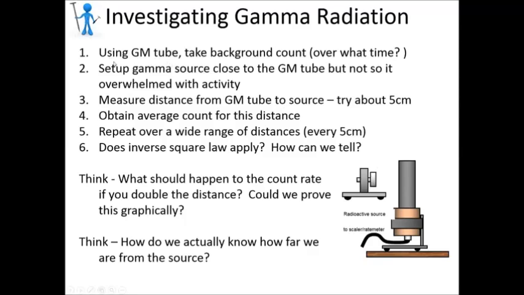So, basic instructions: use the GM tube, take a background count over a particular time. If you had lots of time, you could do this over 10 minutes, 20 minutes. The data I've got I think is based over a minute. Set up the gamma source close to the GM tube, but not so it is overwhelmed with activity. In the last video we talked about the dead time of a GM tube when it becomes overwhelmed, so not too close. Measure the distance from the GM tube to the source, try about 5 centimetres.